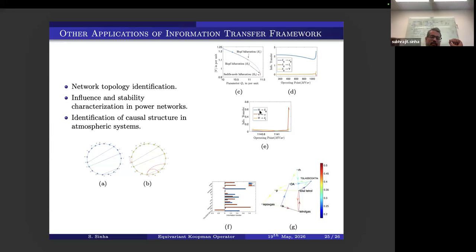So it identifies the cause of instability as well. Another application that we found is identifying the network topology from time series data. We compared it with standard methods like transfer entropy or Nathan Kutz's SINDy, and we found that this information-theoretic framework works much better. Another application that we worked on recently is identification of causal structure in atmospheric systems.